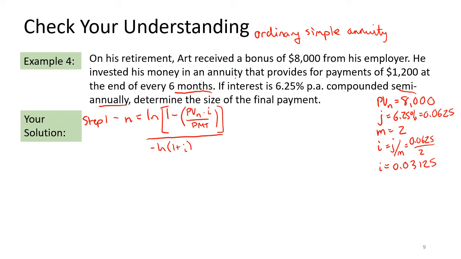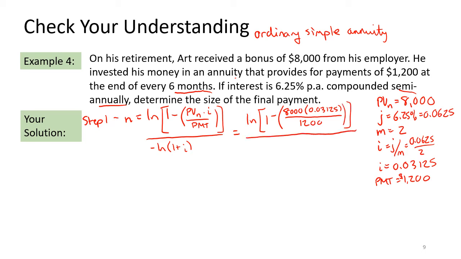Our last item we need is our payments. So his payments in this case were $1,200. Okay, substituting these values in, we get the ln of 1 minus our present value, 8,000, times our periodic rate of interest, I, 0.03125, divided by our payments, which is 1,200, divided by the negative ln of 1 plus 0.03125.